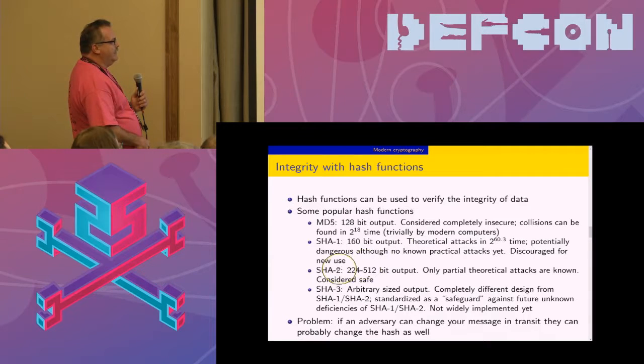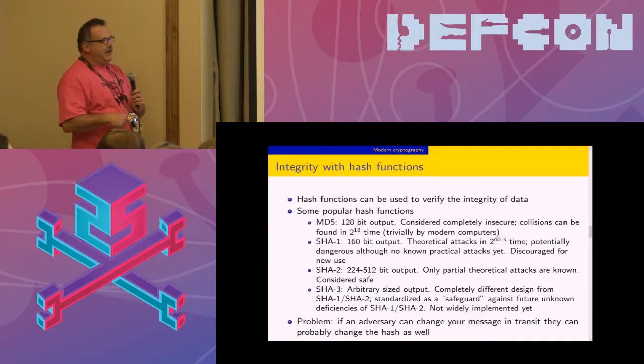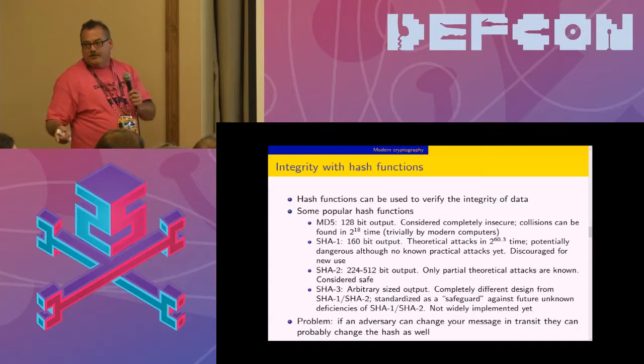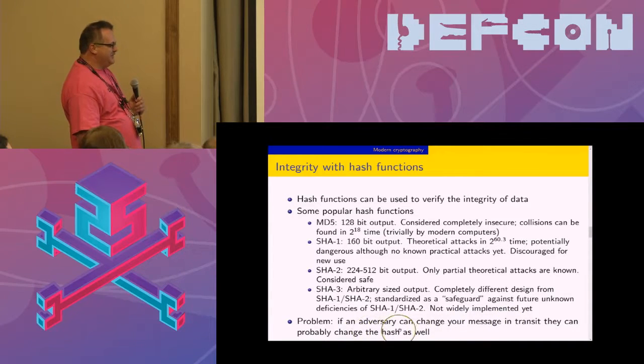SHA-2, at this point, we consider safe because there are only some partial theoretical attacks. And because it takes so long to develop these algorithms, SHA-3 has already been developed essentially as a safeguard, because as soon as somebody breaks one of these things, you've got to have something to go to immediately. It literally takes several years to come up with enough proof to get people to believe that it will actually work. Obviously, a problem is if an adversary can change your message, they can certainly change a hash. So that's obviously a big problem.